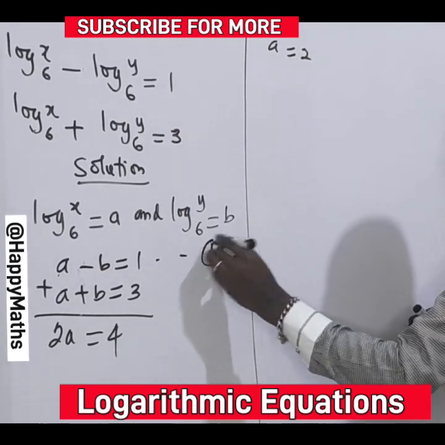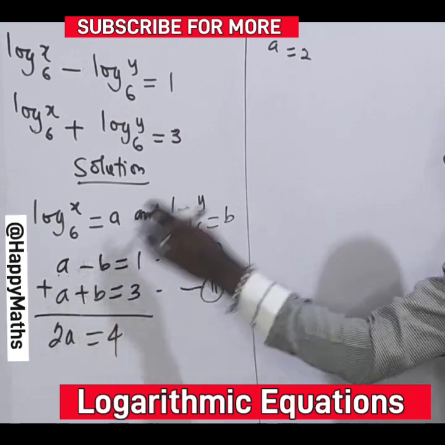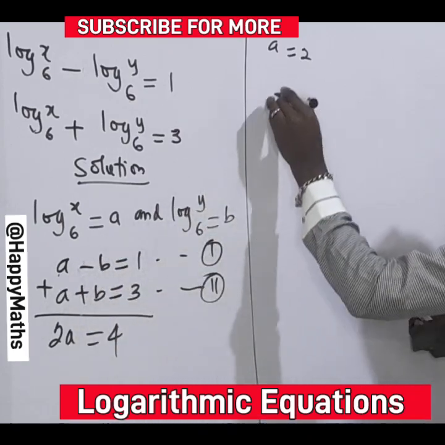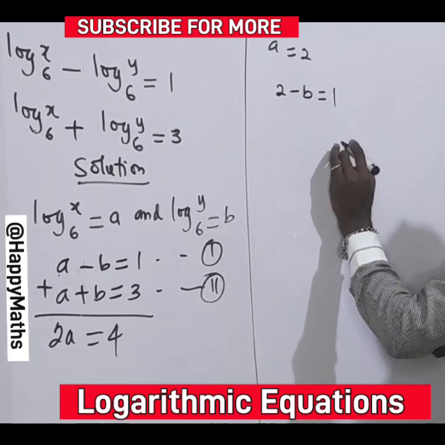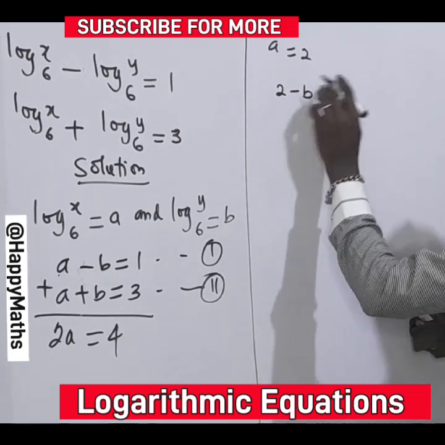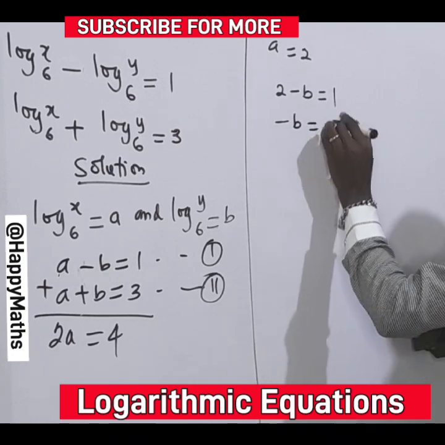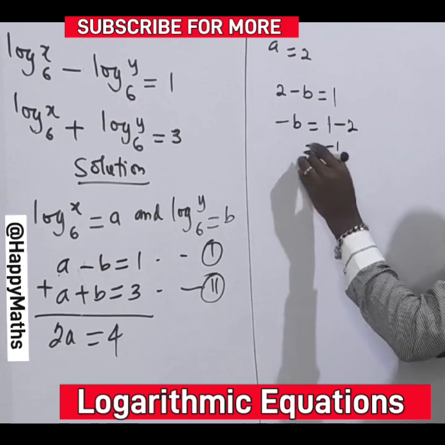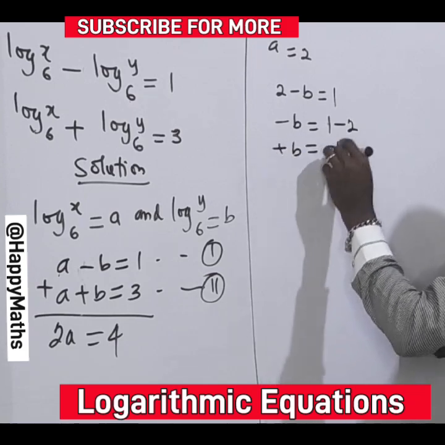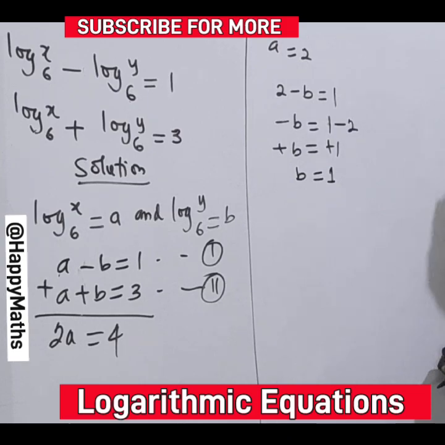Now to get b, we use equation 1 and 2. To get b, substitute a into equation 1. So this will give us 2 minus b equal to 1. Now transpose: minus b equals 1 minus 2, so minus b equals negative 1, negative we go, b is equal to 1. So we have our a and b.